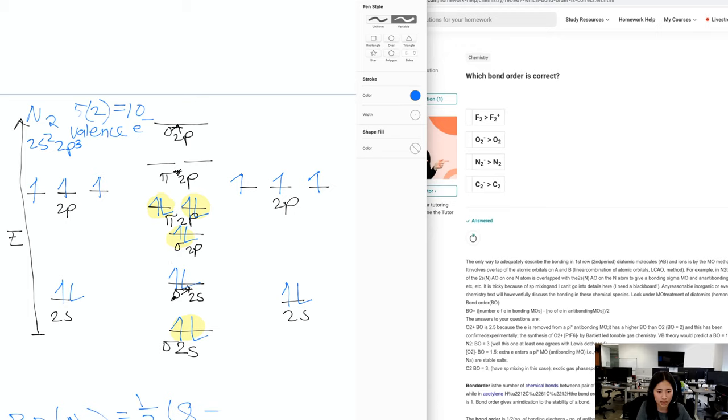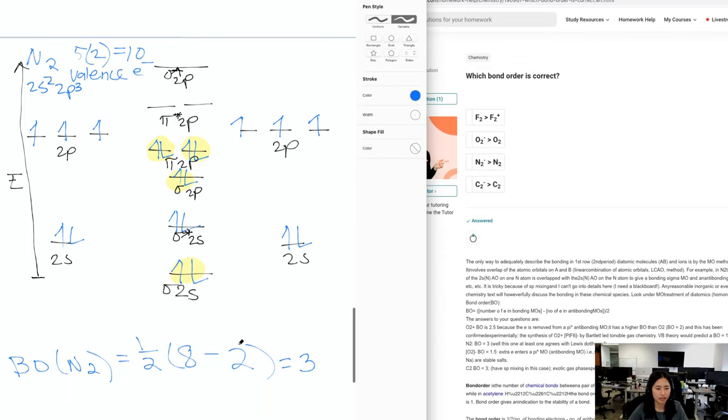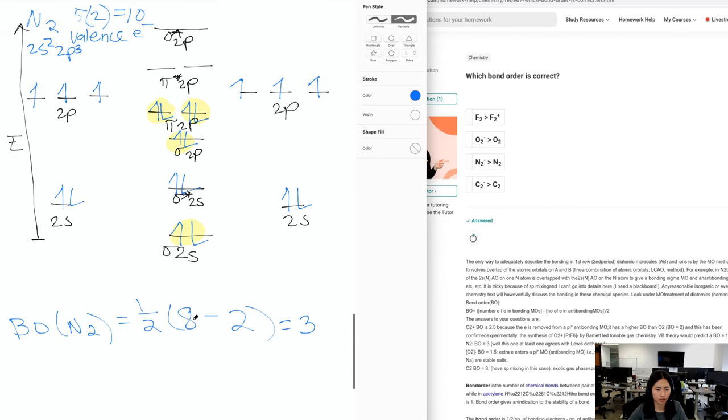So anti would be 2, and that's it. So you only have 8 minus 2. So you have 6 divided by 2, which is 3, right? So the bond order of N2 is actually 3. Does that make sense? If you do have any questions, please get in touch with me, and we'll figure this out. Okay, so this is BO N2, and that's equal to 3, right?